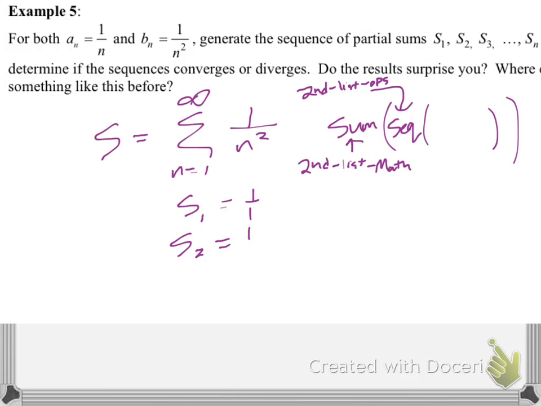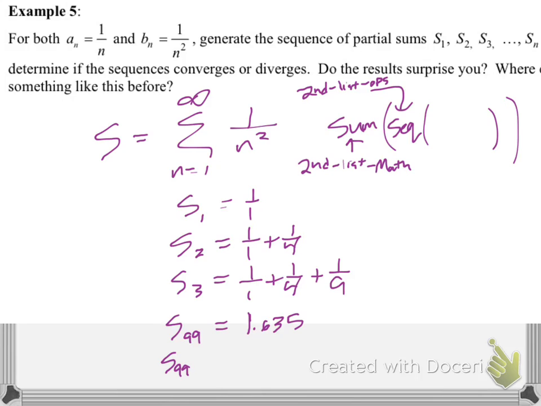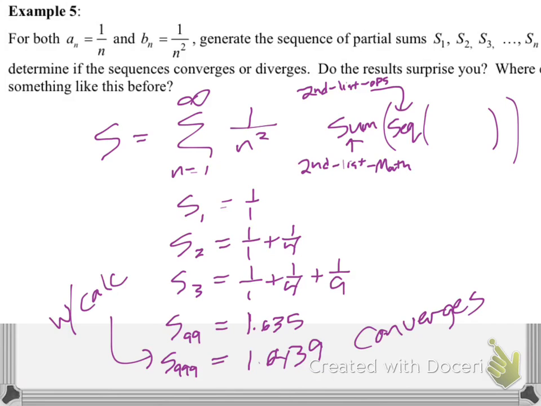S of 1 is 1 over 1, S of 2 is 1 over 1 plus 1 over 2 squared, which is 1 fourth. So it's the first two terms added. And then this one's 1 over 1, 1 over 2 squared, 1 over 3 squared. And S of 99, I'm not going to write it out, but my calculator says 1.635. If I go to 999, a sum of the first 999 terms, I get 1.643. It is not growing by much in that big leap. This one converges. And this is just a means of using the partial sums to kind of see that.